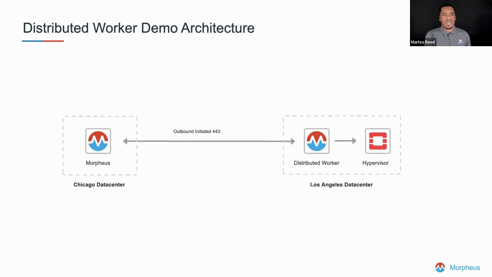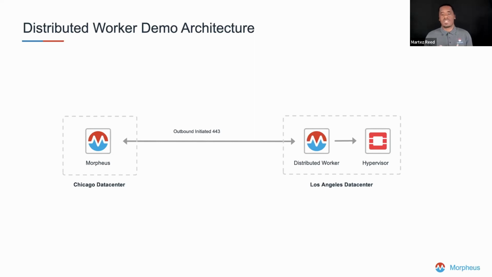The Morpheus instance in the Chicago data center does not have direct reachability to the Los Angeles data center hypervisor. So in this case, Morpheus can't directly reach out to the OpenStack hypervisor, which is why we're looking to leverage the distributed worker to effectively proxy that communication.